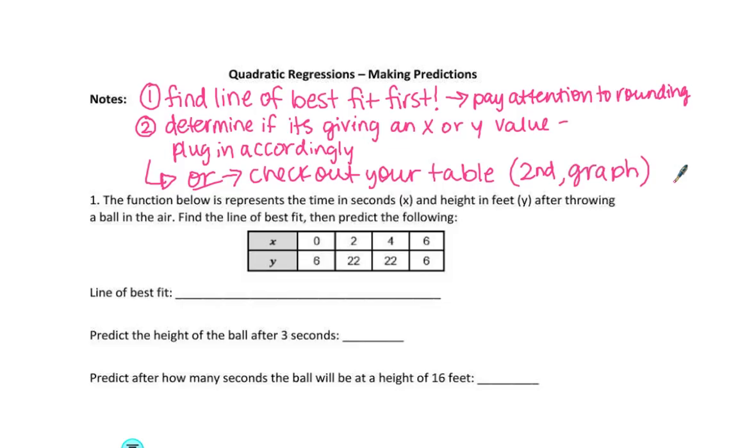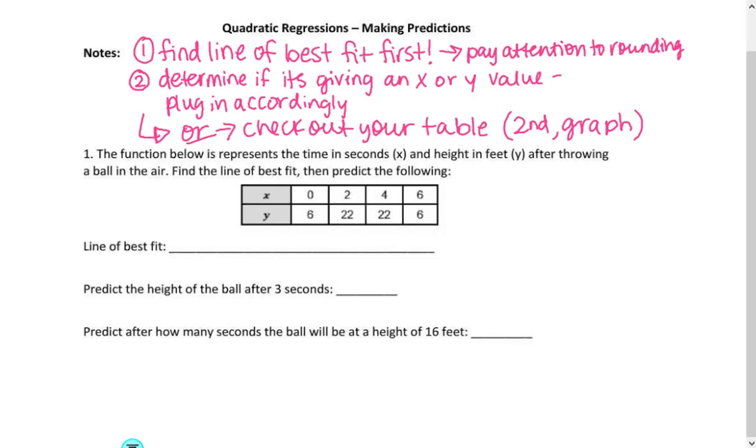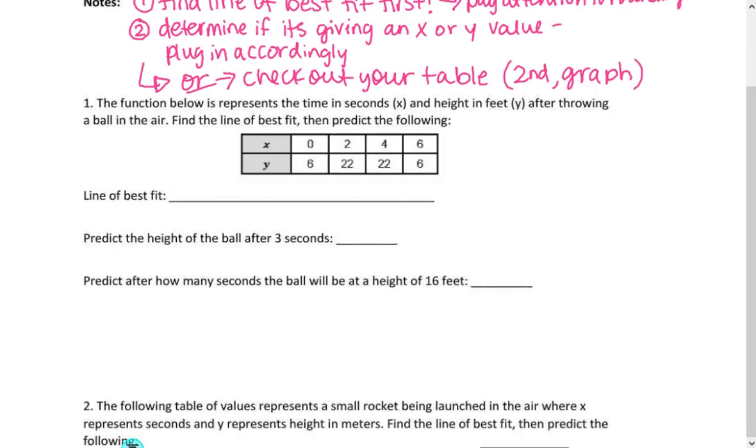The function below represents the time in seconds and height in feet after throwing a ball in the air. Find the line of best fit and predict the following. All right, so first things first. Get your calculators going. Go ahead and find your line of best fit. I'm using the calculator in my hand now since I kind of despise the other calculator. But you should have got nice pretty numbers here. y equals negative 2x squared plus 12x plus 6.